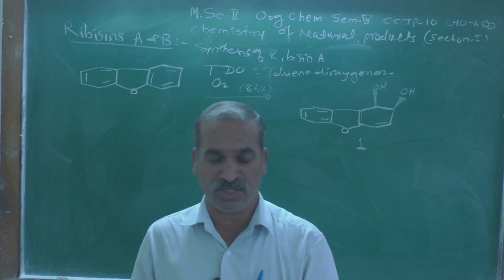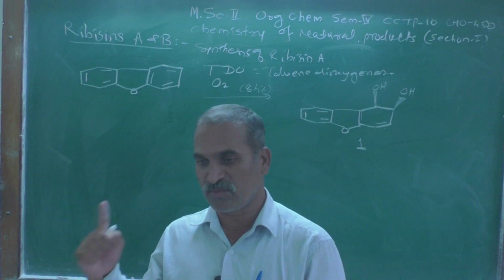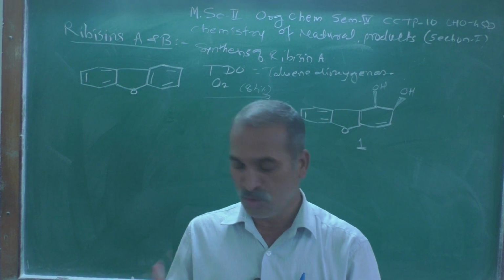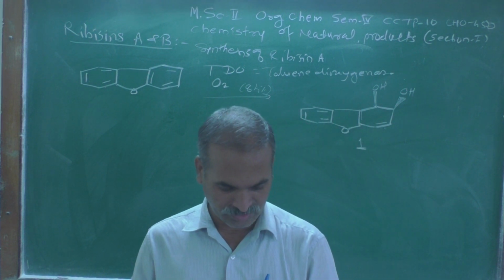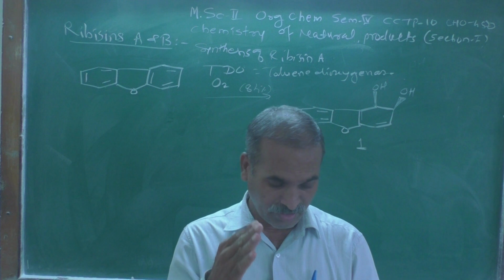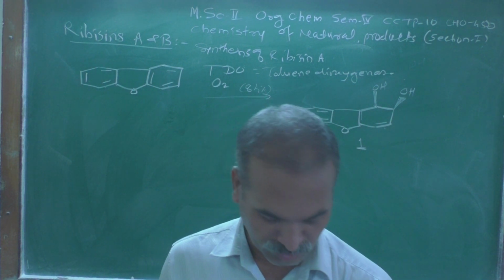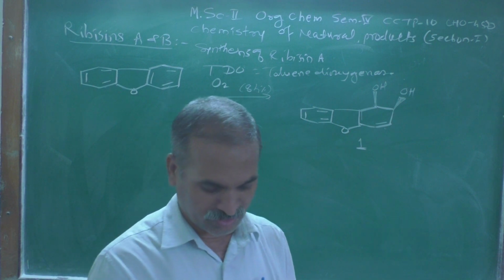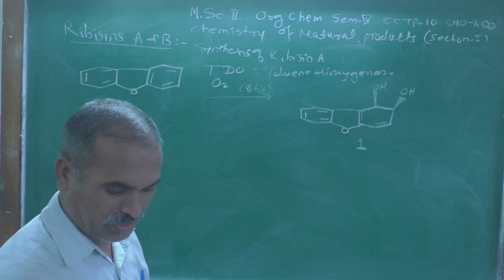At the final stage you are going to get ribosine A or ribosine B, and there are no carbon-carbon bond forming processes occurring. Then the molecular docking study we are also going to discuss during this synthesis. This is compound number 1.